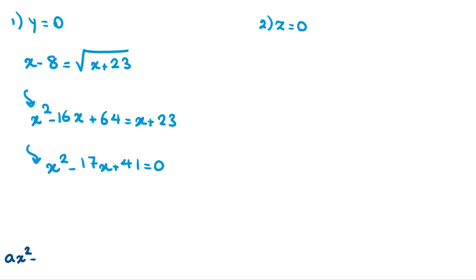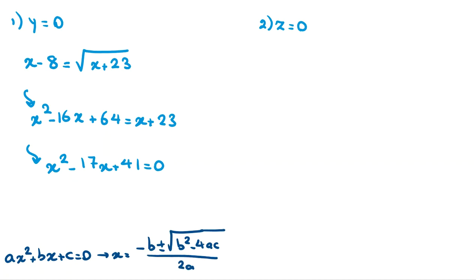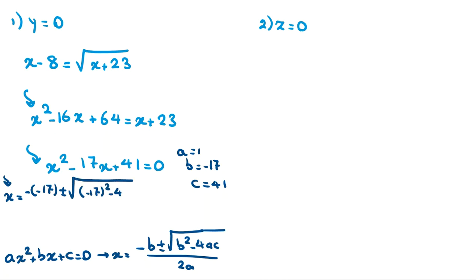If you have ax squared plus bx plus c equal to 0, then x equal to negative b plus minus square root of b squared minus 4ac all over 2a. In this case, we can see a is 1, b is negative 17, and c is 41. So x is negative b, negative 17 plus minus square root of negative 17 squared minus 4, a is 1, c is 41, all over 2a.